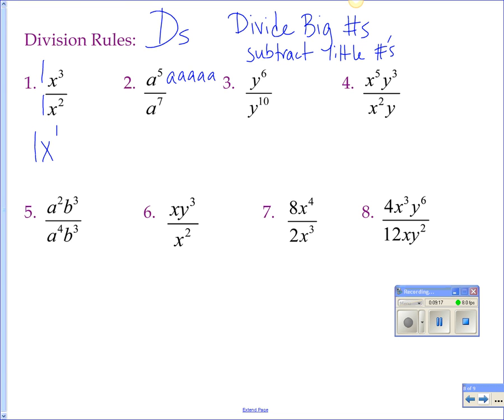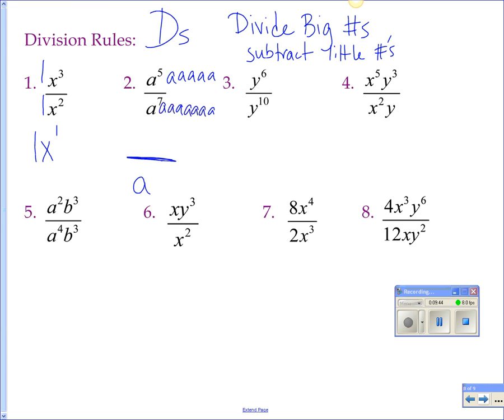How many A's do I have on the bottom? 7. 1, 2, 3, 4, 5, 6, 7. So where do I have more A's, on the top or bottom? Bottom. So my answer is going to have A's on the bottom. So I'm going to draw a bar, and I'm going to put A on the bottom because there's more of them on the bottom.